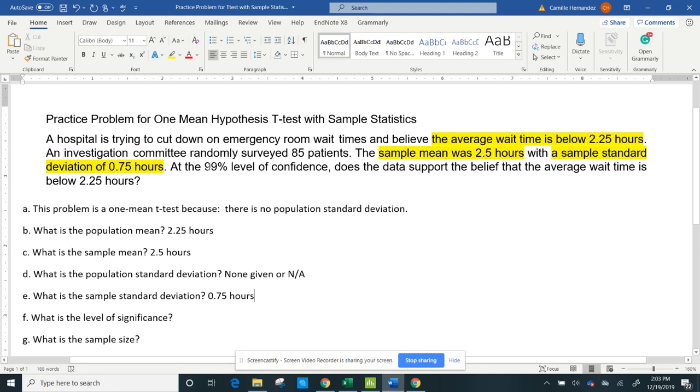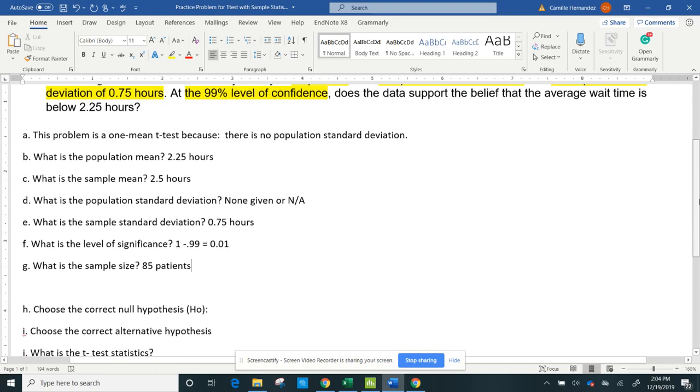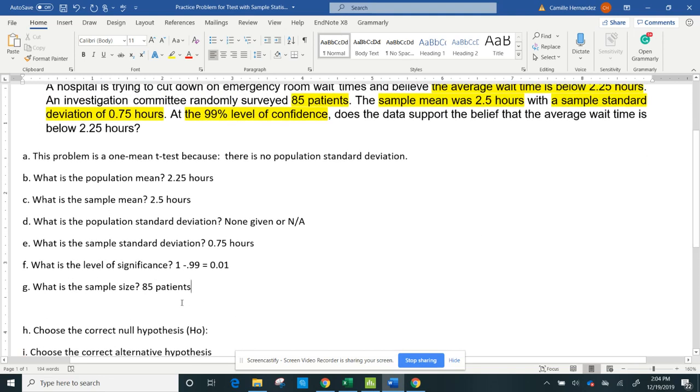And then level of significance. I'm not given a level of significance, but I'm given a level of confidence. So 1 minus 0.99, again, I convert that percentage to a decimal, equals 0.01. Okay, so that's my level of significance. Sample size, 85 patients. Okay. And then I can do the correct null and alternative hypothesis.